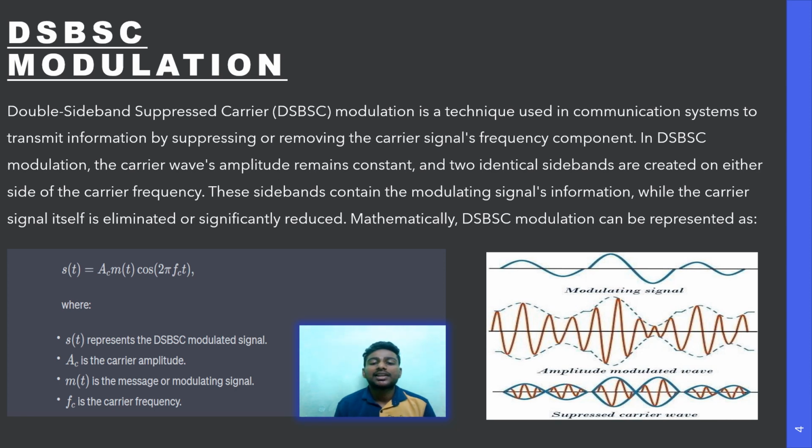Mathematically, DSBSC modulation can be represented as S(t) = A_c m(t) cos(2π f_c t), where S(t) represents the DSBSC modulated signal, A_c is the carrier amplitude, m(t) is the message or modulating signal, and f_c is the carrier frequency.